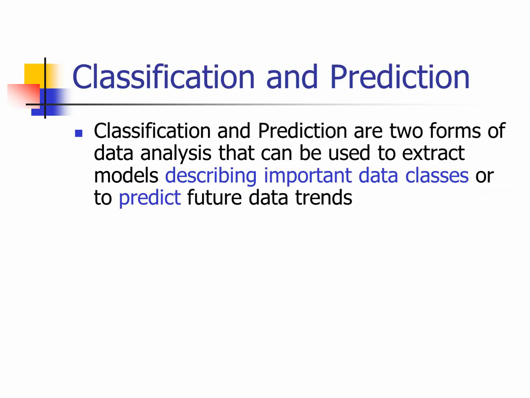What is classification? Classification, usually used for prediction, is one of two forms of data analysis that can be used to extract models. We build up a model describing important data classes or to predict future data trends. Those are the major things that we want to do. So how can we do that?